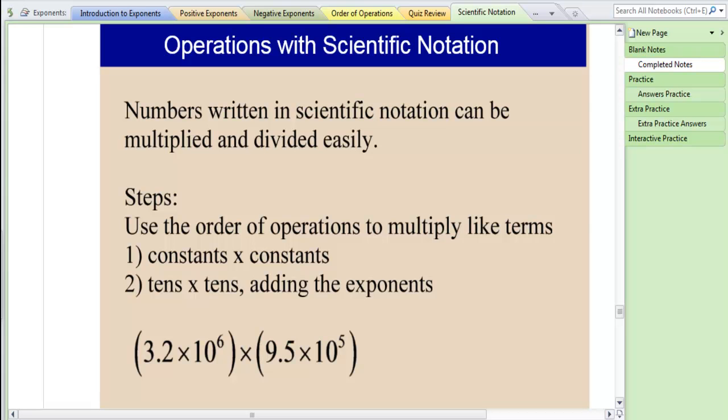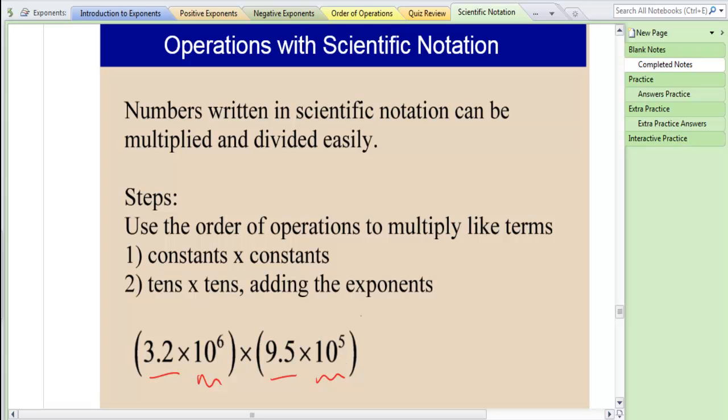So let's talk about some operations we can use once we write numbers using scientific notation. The reason we use scientific notation is to deal with really big and really small numbers, and we can perform operations without having to deal with all those zeros. So what you do is you take the two numbers which are written in scientific notation, and if you're multiplying or dividing them, you just rearrange the numbers so that you are multiplying or dividing the constants together and then multiplying or dividing the base 10 with their exponents together.